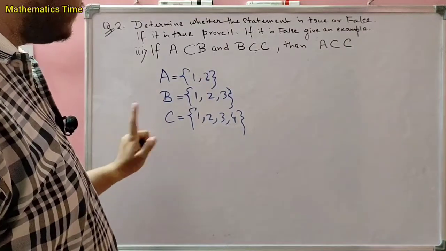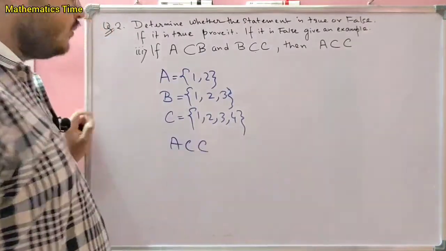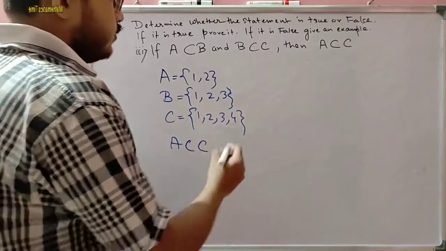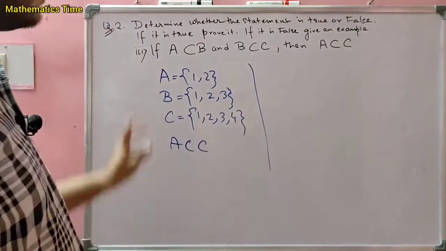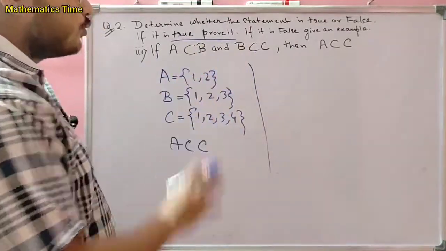So B is a subset of C. Now we can clearly see that A is a subset of C. Okay, but this is just an example. We cannot conclude from the example that the statement is true. Why? If it is true, prove it. We have to prove that.